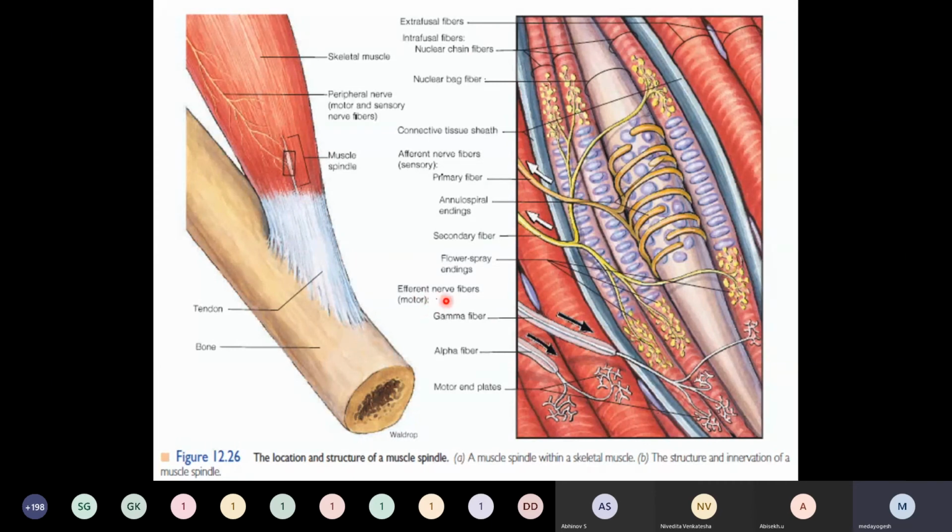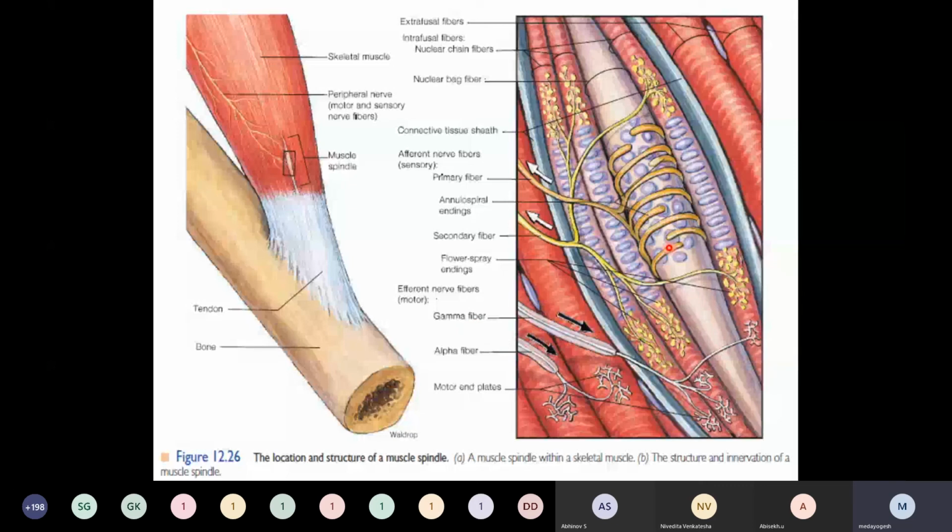Okay, so when you look at the motor supply, you can see the gamma fibers. These gamma fibers are coming and supplying the muscle spindle. But here, these are the extrafusal fibers, which get their supply from the alpha motor neurons. That is what you learned in the previous classes; you have heard alpha motor neurons many times. They supply the extrafusal fibers. Here you have the gamma motor neurons, which supply the muscle spindle.